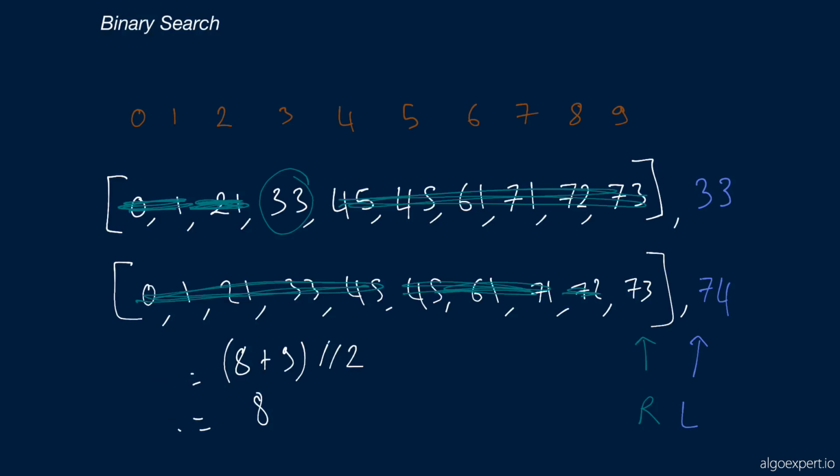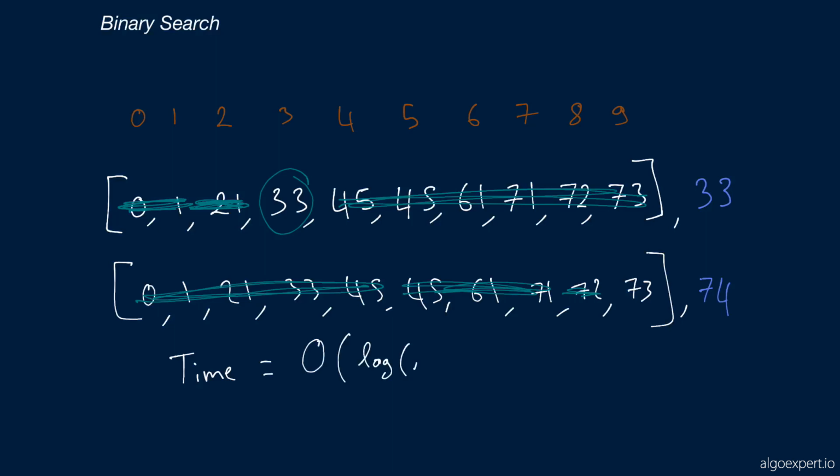So that is how binary search works. Now, before we dive into the code walkthrough, let's dive into the complexity analysis. The time complexity is something very important to understand. The time complexity is going to be O of log of n, where n is the length of your input array. It's the number of numbers in the input array.